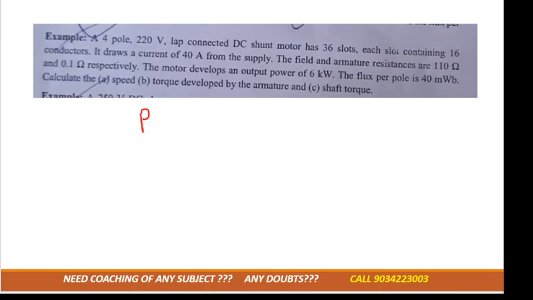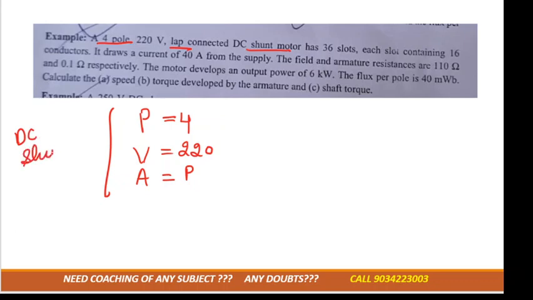Let's see what they have given in the question. They have mentioned the poles. Poles are how many? 4 poles. Voltage they have mentioned is 220 volt. They have mentioned lap connection, which means A is equal to P. They have mentioned that this is for a DC shunt motor.